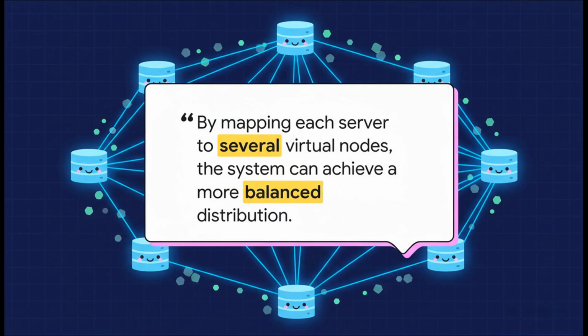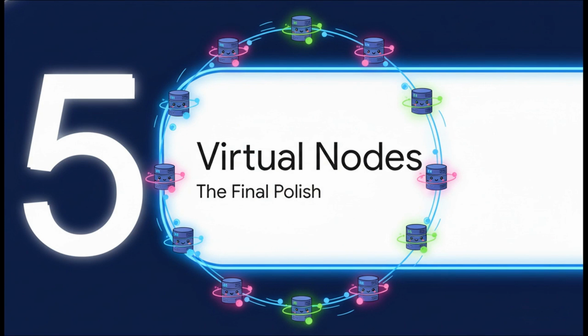So how do we fix this? How do we smooth out those random clumps and prevent these hotspots from forming? Well, we add one final master-level refinement to make this thing truly production-ready. And that final polish is an idea called virtual nodes. This is what takes consistent hashing from a great idea to an industry standard.